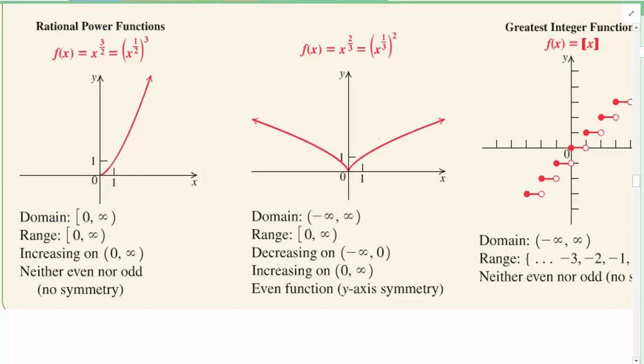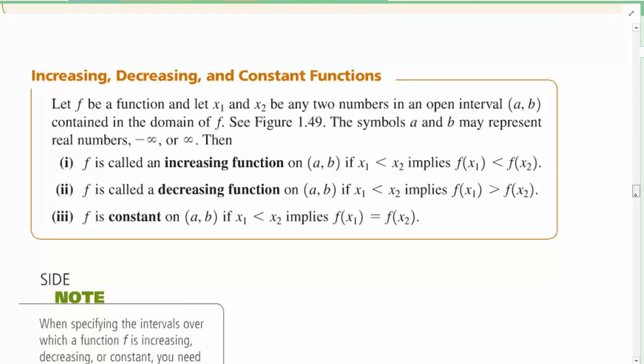And then the greatest integer function is a function that, if you pick a number between 0 and 1, not including 1, it returns 0. So when x is 0.9, you get a y value of 0. When you pick a number between 1 and 2, not including 2, like 1.5, you always get a y value of 1. So it returns integer values. So that's why the range is only integers. Kind of an interesting function.